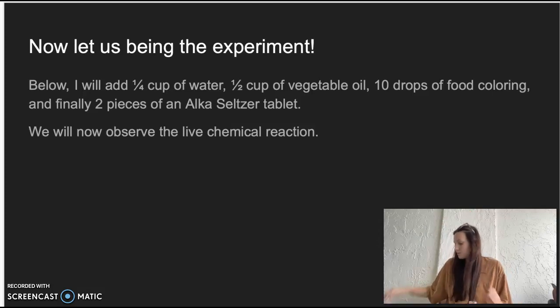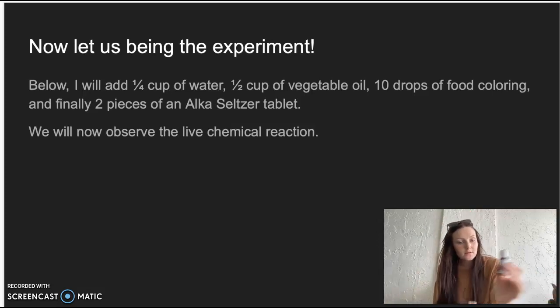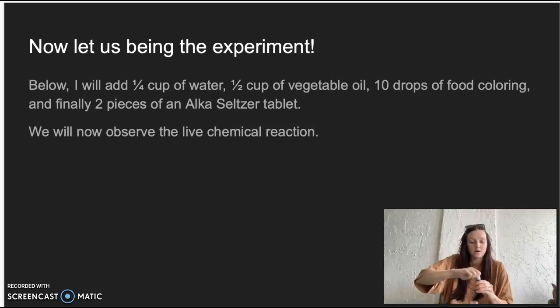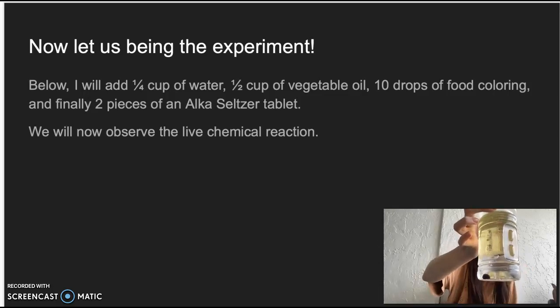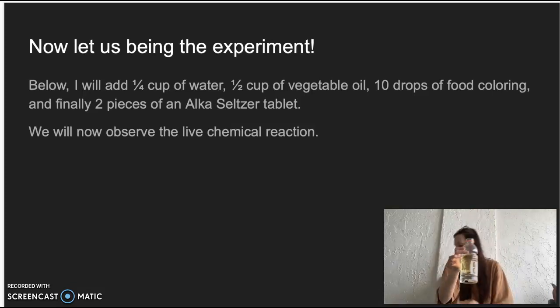So after that, we're going to take food coloring. 1, 2, 3, 4, 5, 6, 7, 8, 9, 10. So we've got 10 of those, and as you can see, it's kind of doing its thing at the bottom.